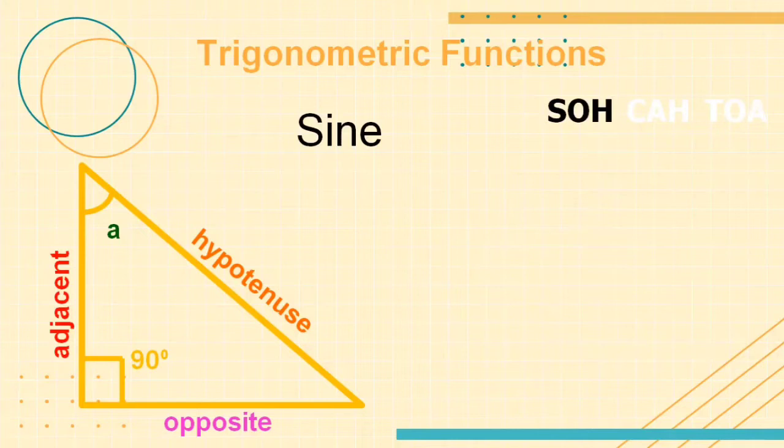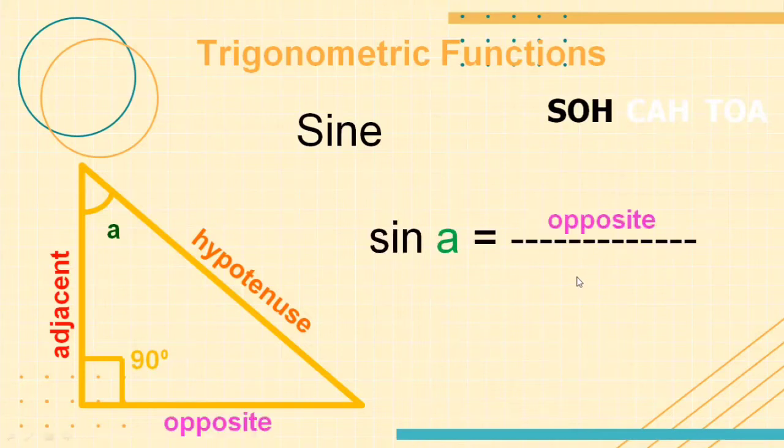So that would be SOH. The first letter there is S. That stands for our trigonometric function sine. And the corresponding ratios will be O and H, which means opposite and the hypotenuse. Now with respect to our angle A, sine A is equal to O, which is the opposite side, divided by H, which is our hypotenuse. So sine A is equal to opposite divided by hypotenuse.